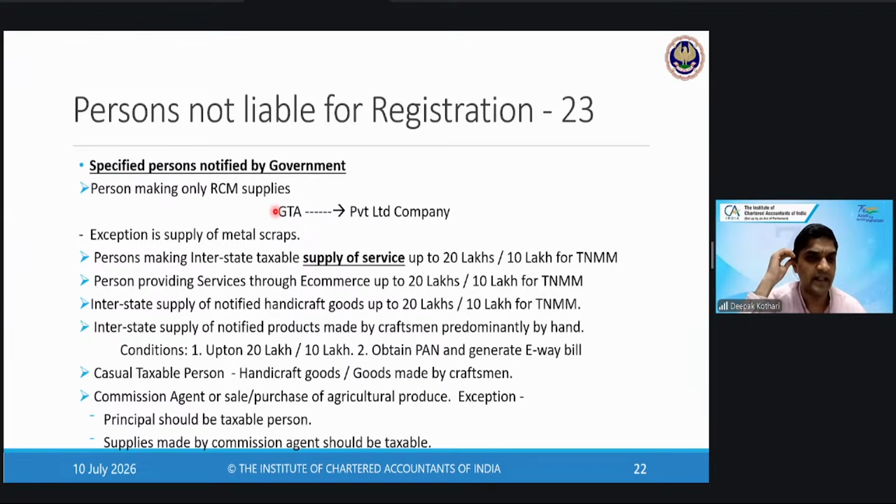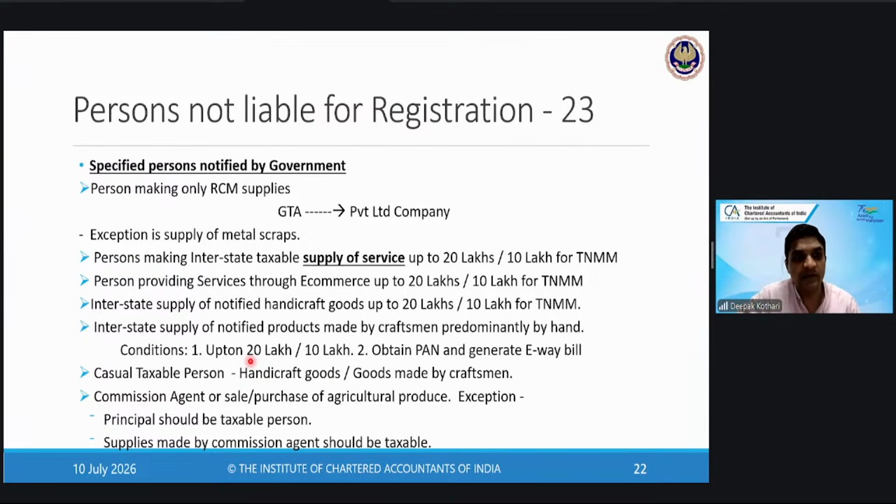Then persons making interstate taxable supply of services up to 20 lakhs, or 10 lakhs for TNMM, and interstate supply of notified handicraft goods. There also the limit is 20 lakhs or 10 lakhs. Clear? So these people need not take registration.